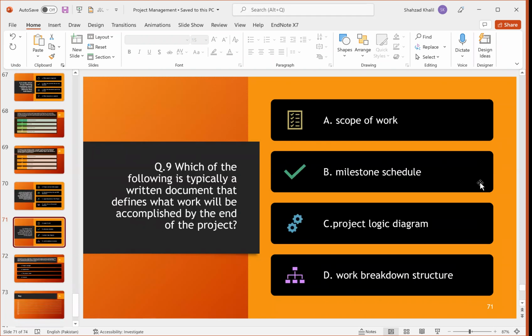Which of the following is typically a written document that defines what work will be accomplished by the end of the project? Scope of the work, milestone schedule, project logic diagram, and work breakdown structure. C. No, the correct answer is A, scope of the work.